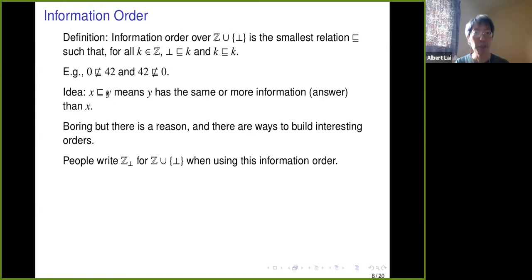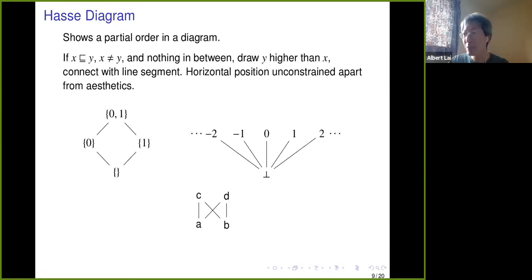So when x is below y, we want to say that y knows more than x, or y knows the same thing as x, right? And people will be writing this shorter, with the symbol z with a subscript bottom. A Hasse diagram is how you can draw these very abstract relations in a very nice picture.